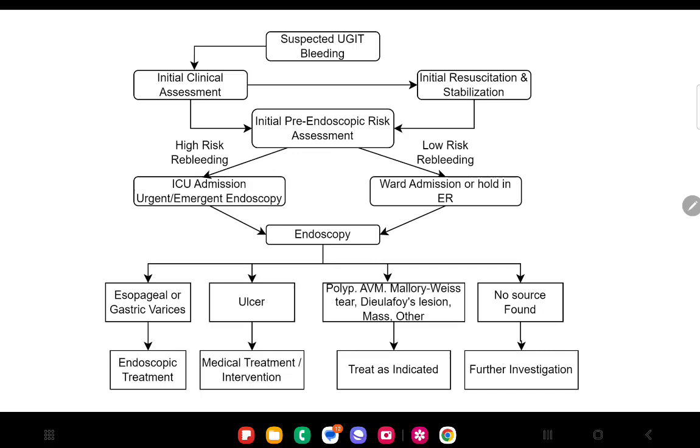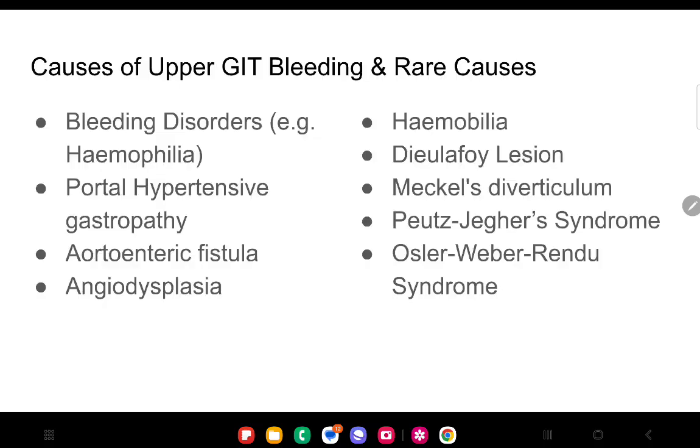Sometimes you might not find any source and the bleeding will stop, and this entails further investigation and management. The esophageal varices, as we said, get endoscopic treatment, and you defer them for later proper treatment. For peptic ulcer, there is an immediate intervention, and then you can treat it medically later on.